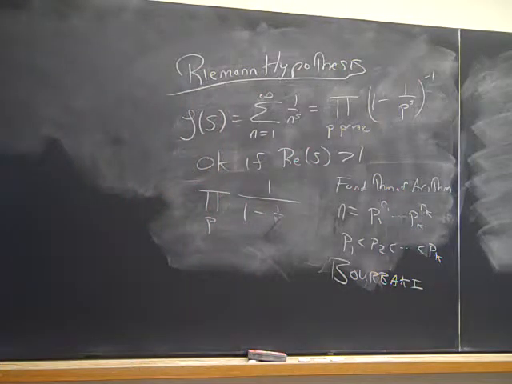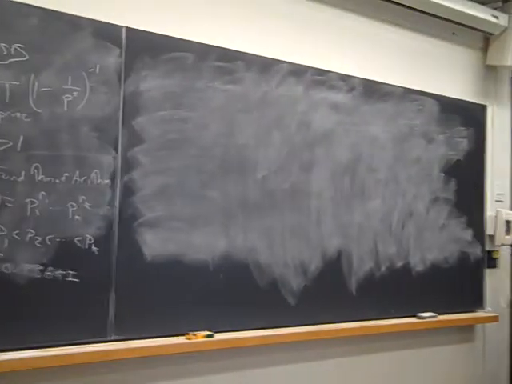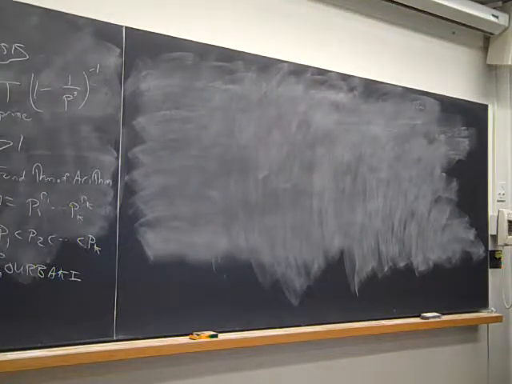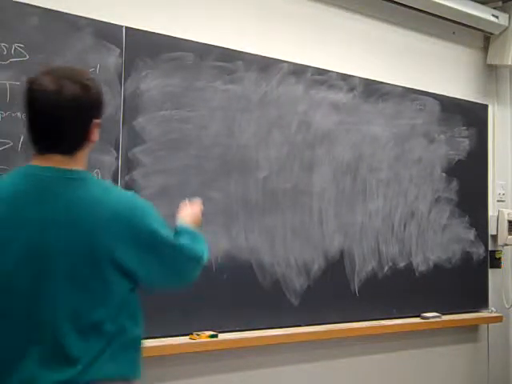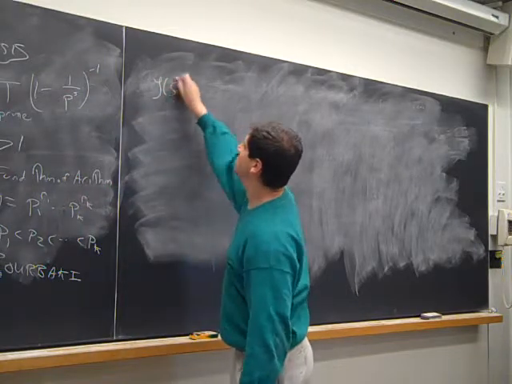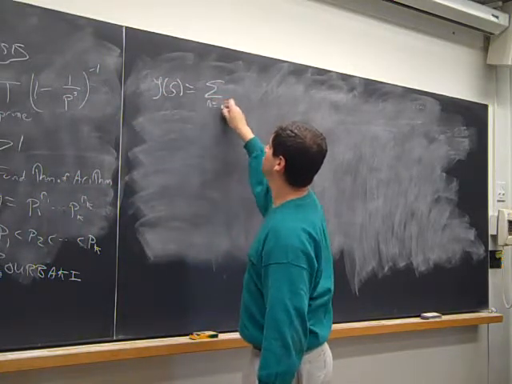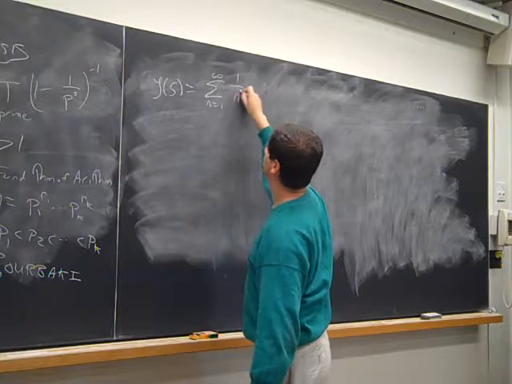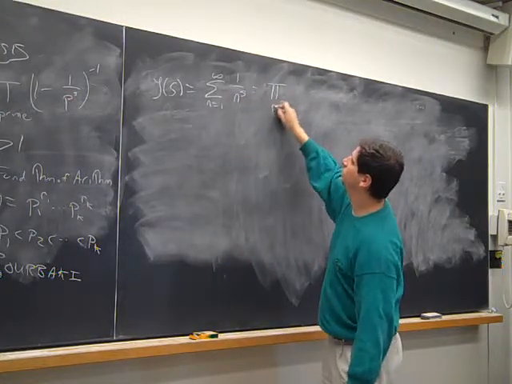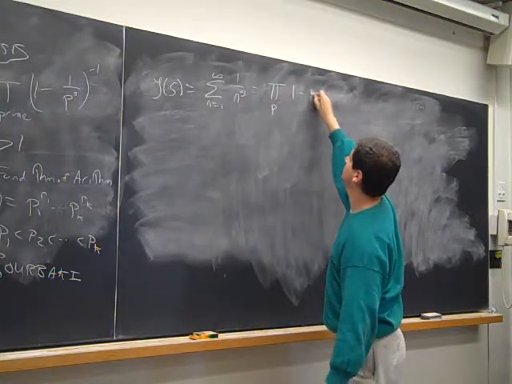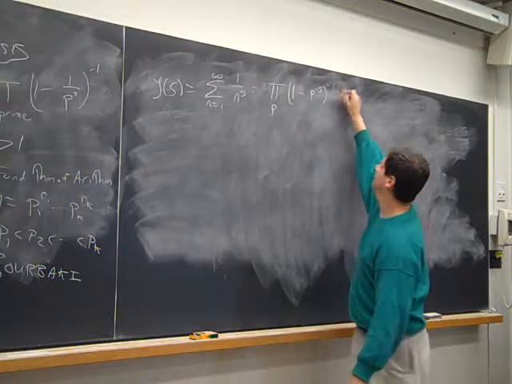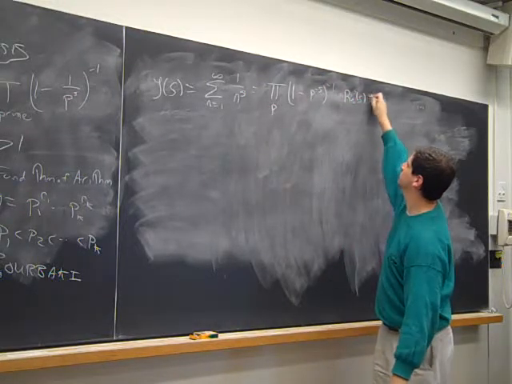Okay, so now what I want to do is look at some of the consequences of just the existence of the zeta function. So zeta of s is the sum, n goes from 1 to infinity, 1 over n to the s. It's the product over primes of (1 minus p to the minus s) inverse, at least if the real part of s is greater than 1.